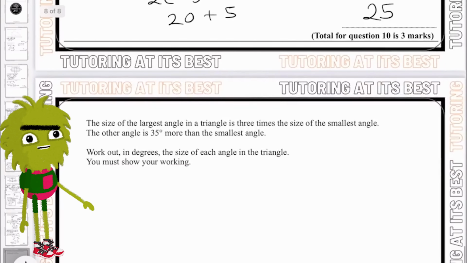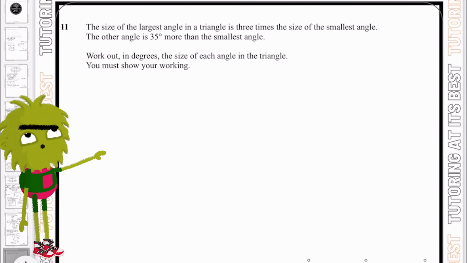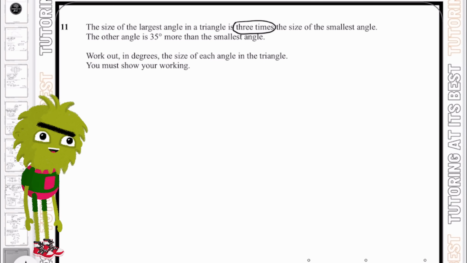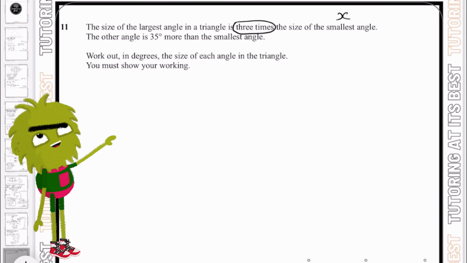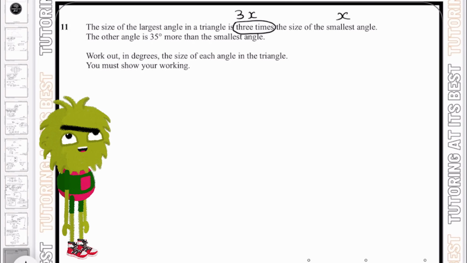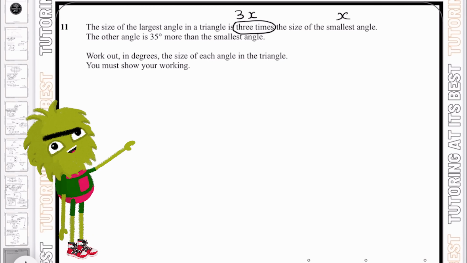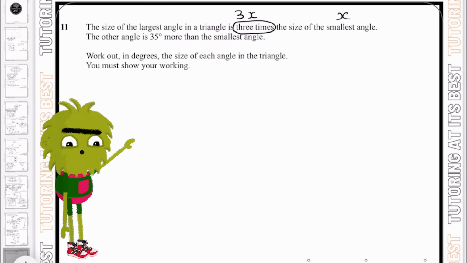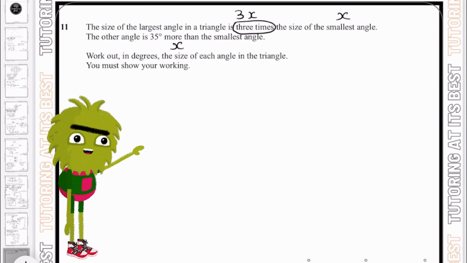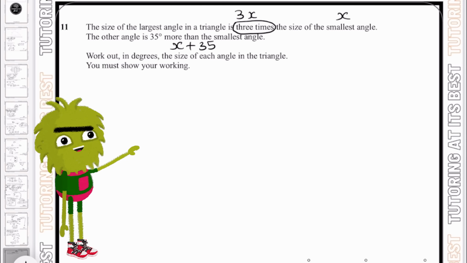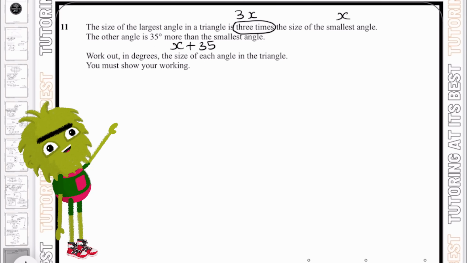Okay, let's move over to the last set of questions here, question 11. The size of the largest angle in a triangle is 3 times the size of the smallest angle. So we could instantly label the smallest angle as x and the largest angle as 3x. And the other angle is 35 degrees more than the smallest angle, so we can simply write down x plus 35. Work out in degrees the size of each angle in the triangle.